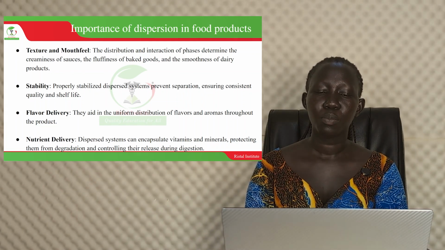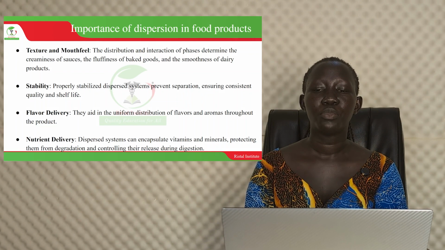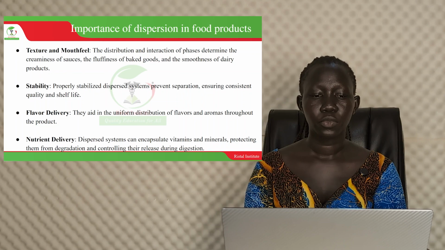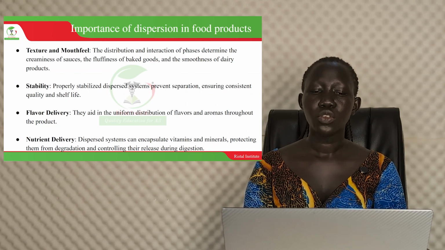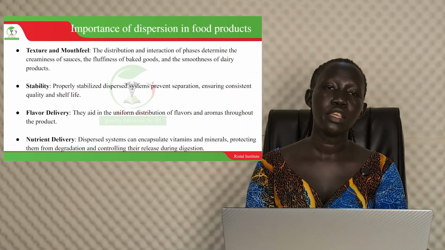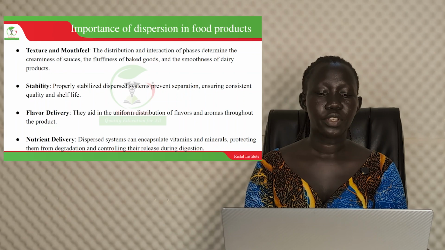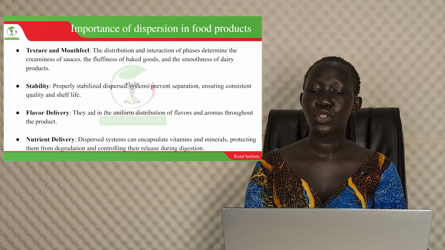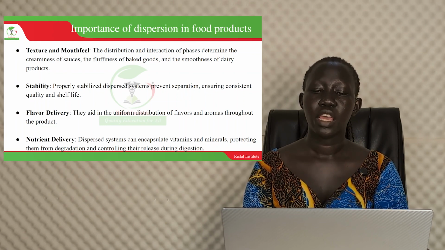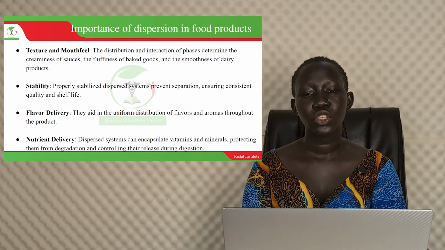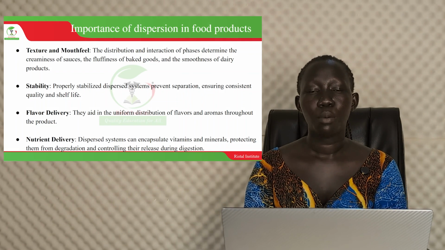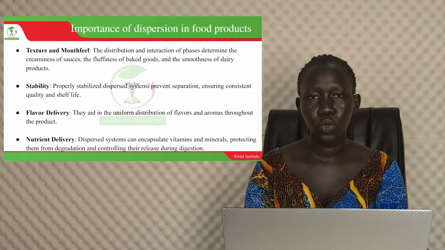The properly stabilized dispersed systems prevent separation, ensuring consistent quality and shelf life. Flavor delivery. It also aids in the formation of uniform distribution of flavors and aromas throughout the product. Nutrient delivery. Dispersed systems can encapsulate vitamins and minerals, protecting them from degradation and controlling their release during digestion. And this marks the end of our lecture about dispersed systems in foods.